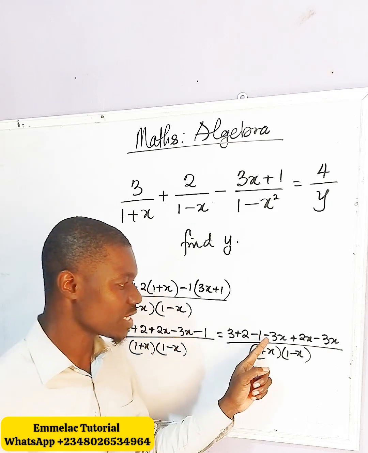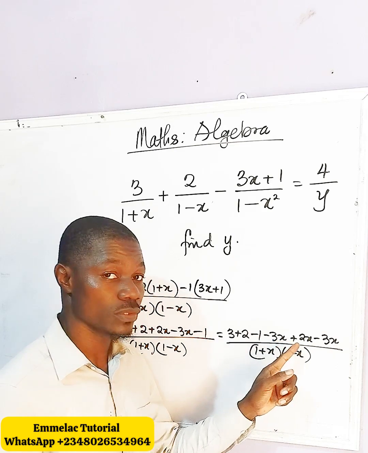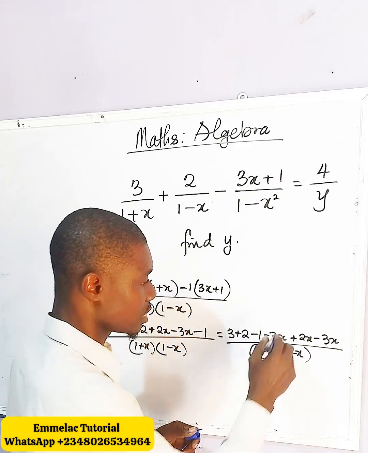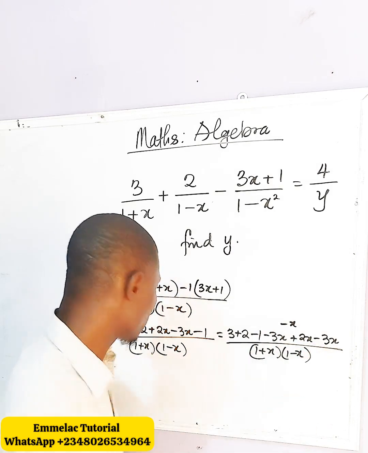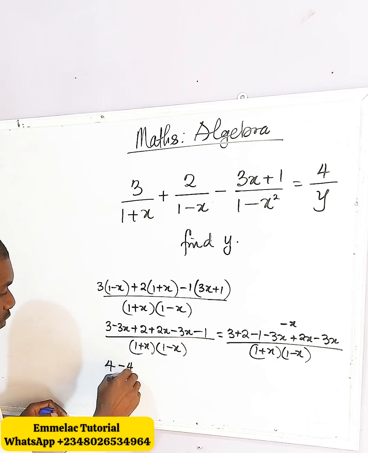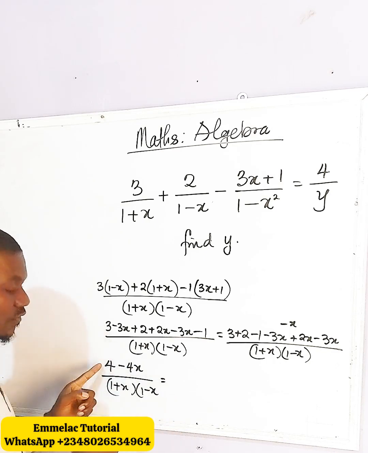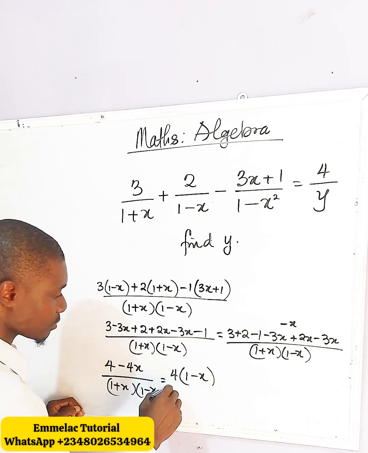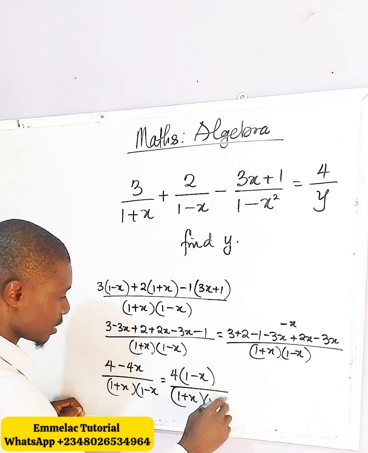Now here we have negative 3x plus 2x, which will give us negative x. So negative x minus 3x will give us negative 4x. Then all over 1 plus x into 1 minus x. Now factoring out 4 here, we have 4 into 1 minus x, all over 1 plus x into 1 minus x.